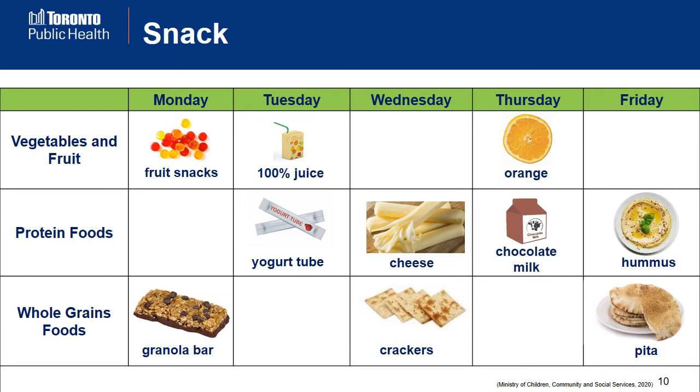For Tuesday, the juice is a do not serve item, so it will be better to choose another vegetable and fruit food, such as apples, carrots, or celery. To be sure the yogurt tubes meet the nutrition guidelines, we would need to check that the sugar is 11 grams or less per 100 gram serving. Also, we need to check that the fat content is 2% milk fat or less.